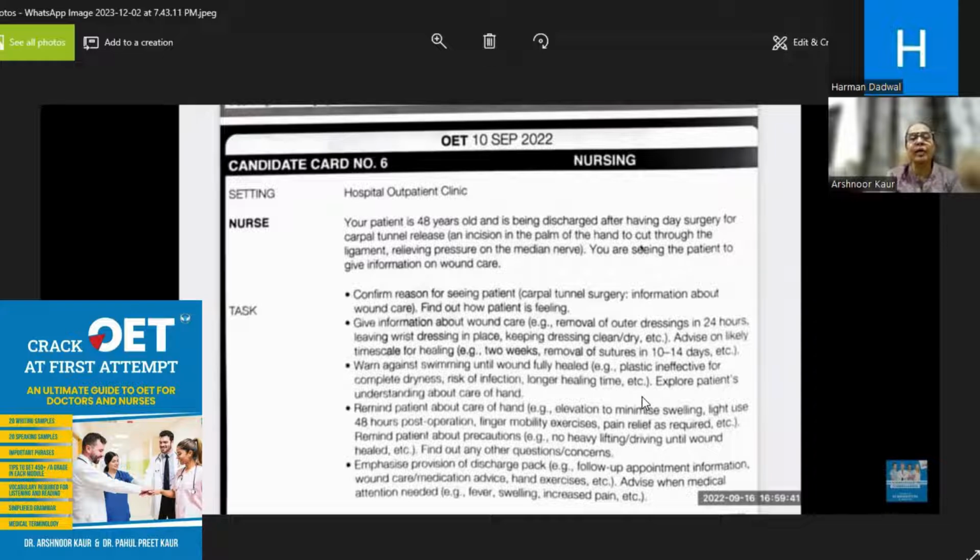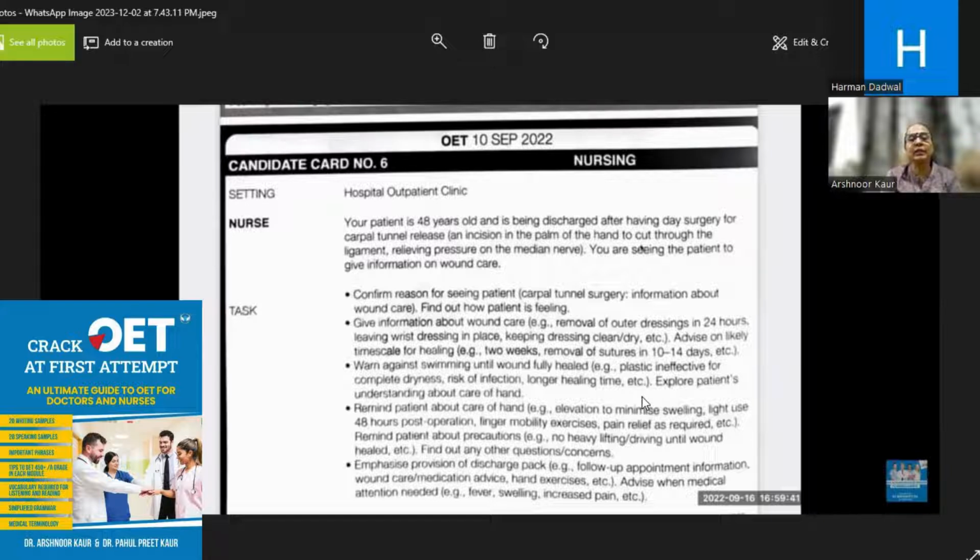Which need to be avoided. For that reason, you have to keep your wound clean and dry. Dry means stay away from water as much as you can. Do not let your dressing get wet. And the second thing is that this dressing will be changed after 24 hours, and be regular with the dressing because this is a crucial part of wound healing. Then, against swimming, I've already told you: plastic is not effective for that, complete dryness is needed, risk of infection, longer healing time. Explore the patient's understanding about the care of the hand.